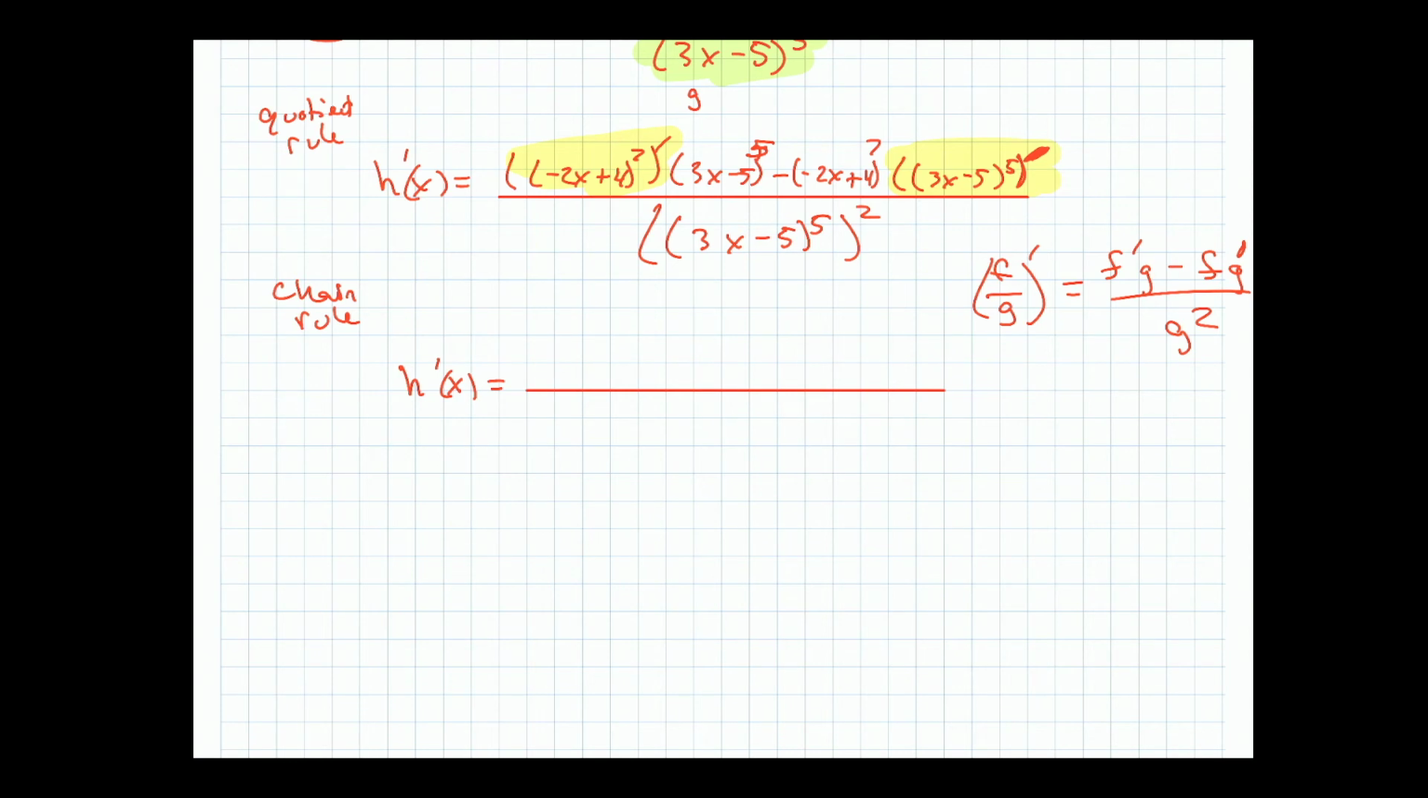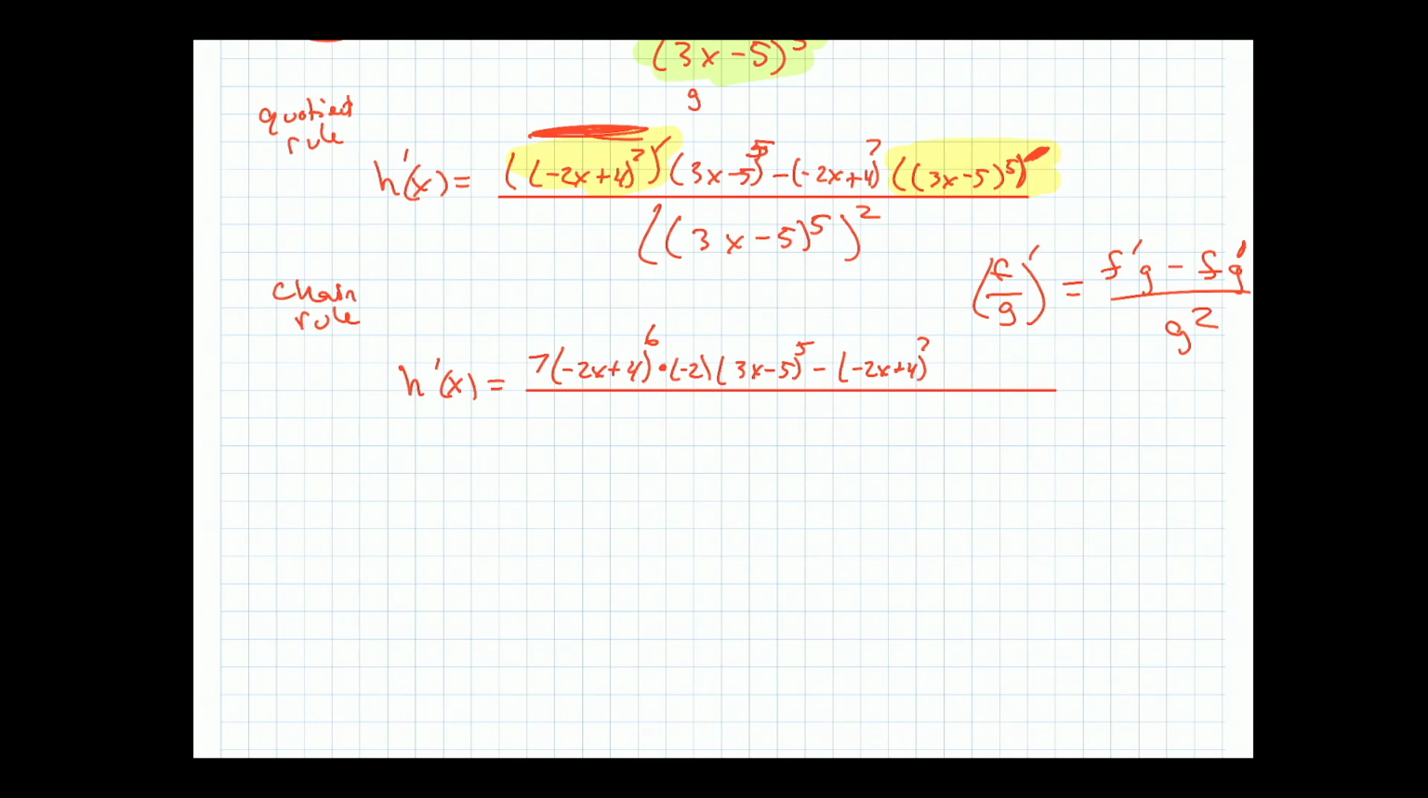So when you take the derivative of this term right here, you see it's something to the 7th. So you go 7, (negative 2x plus 4) to the 6th, and then just times the derivative of what's inside. So what's the derivative of negative 2x plus 4? Just negative 2. Then you've got (3x minus 5) to the 5th, minus (negative 2x plus 4) to the 7th. No derivative there, so I'm just recopying it.